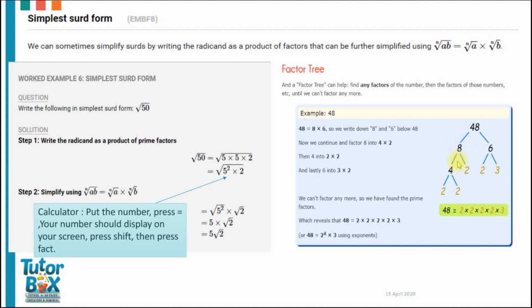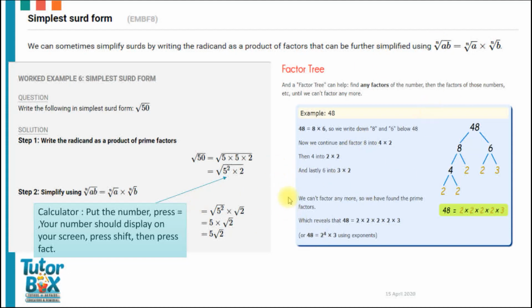For 8, I have 4 and 2, but 4 is not a prime factor. 2, however, is a prime factor. So I go on and factor the 4 into 2 times 2. Therefore, 48 written in terms of its prime factors would be 2 times 2 times 2 times 2 times 3. This is the same thing as 2 to the power of 4 times 3. Or you don't have to do that long method, because now you're in grade 11.